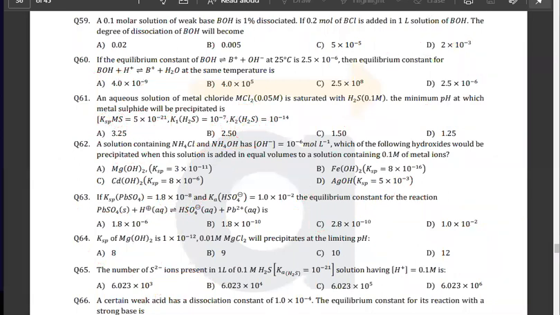After 61, 62. A solution containing NH4Cl and NH4OH has OH minus concentration. Now think about this. NH4Cl and NH4OH, OH minus concentration, which is the following.